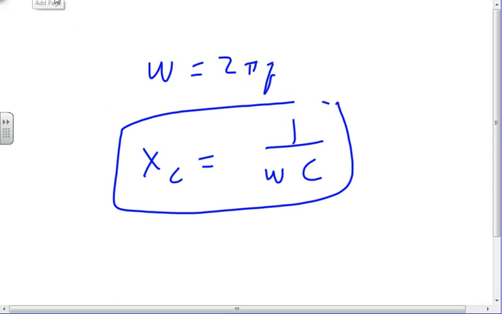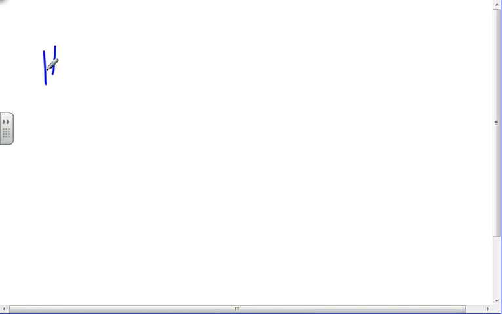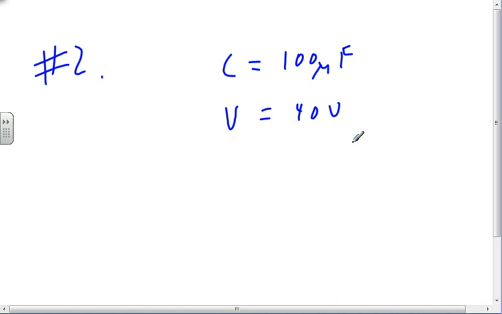Okay, we'll look at number 2. A capacitor is storing a charge of 100 microcoulombs, and the voltage across it is 40 volts. Calculate the value of the component.